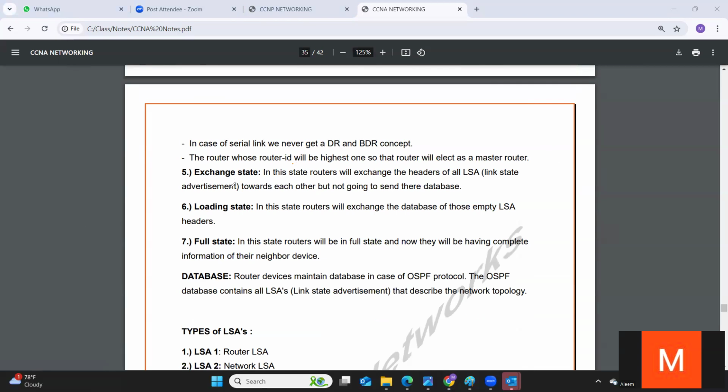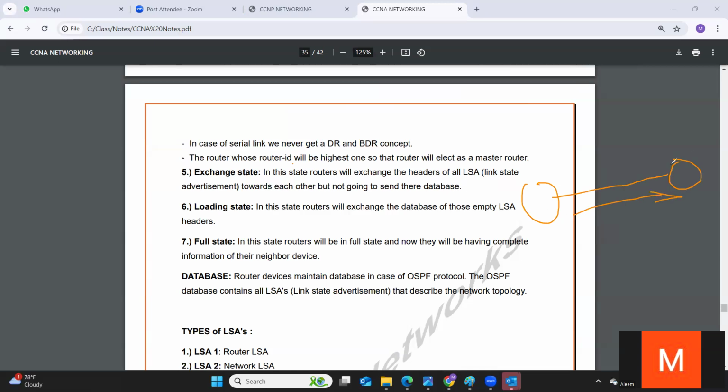So now move forward to the Exchange state. In this state, routers will exchange the headers of LSAs, link state advertisements, with each other, but they are not going to send their database.